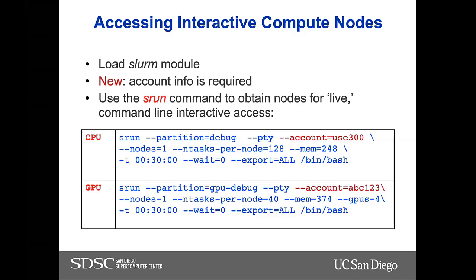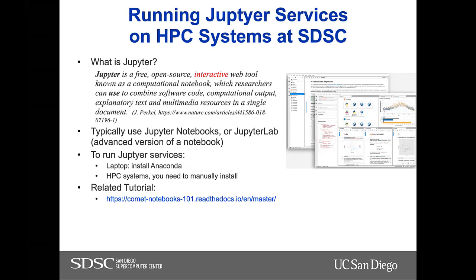So this is some of the arguments. I think you might have seen them earlier. The big change between Comet and Expanse is you have to give it the account information. And as Marty pointed out, the arguments to Slurm are a lot more exacting, so you have to give a little bit more information. These two work on the CPU and the GPU, and if you need help developing other interactive requests, let us know. And so I'm going to focus on Jupyter Notebooks and running them on Expanse.